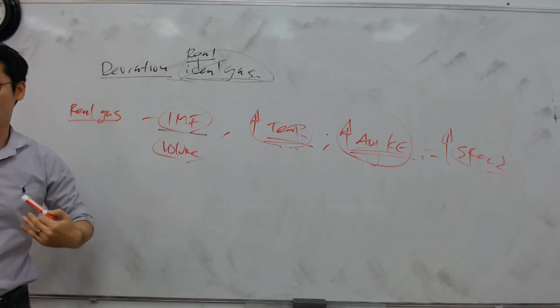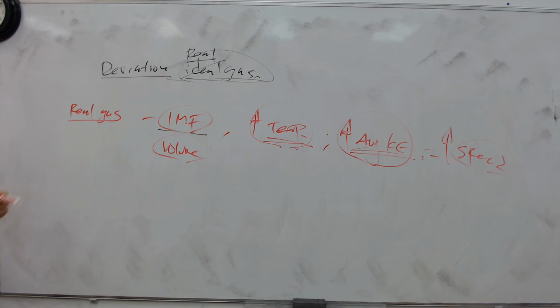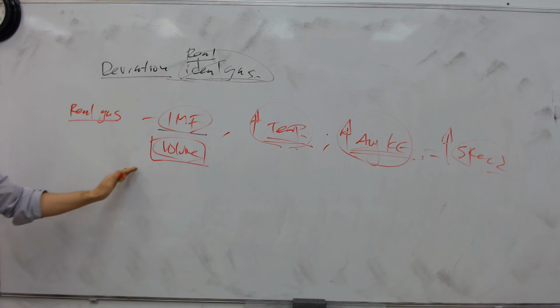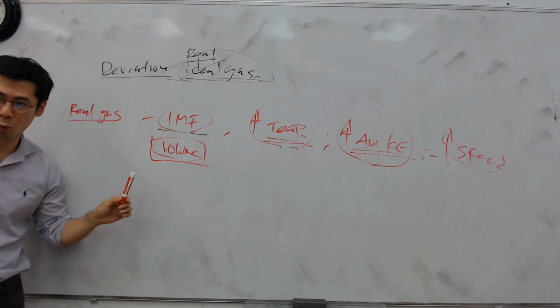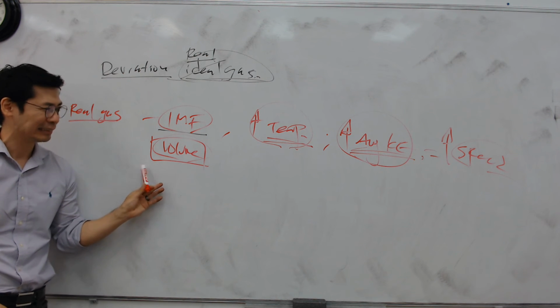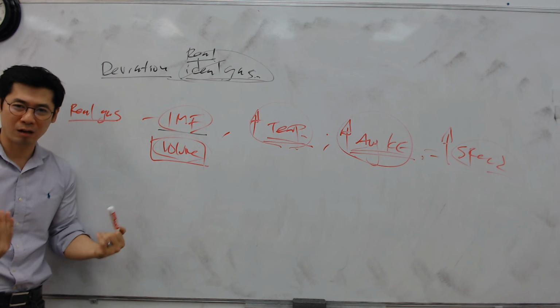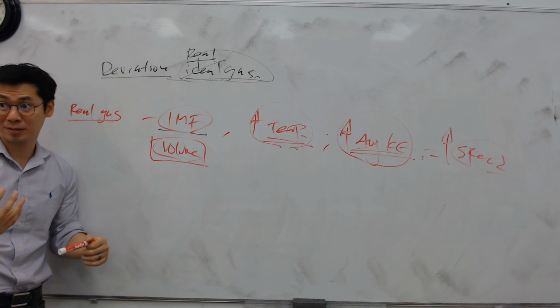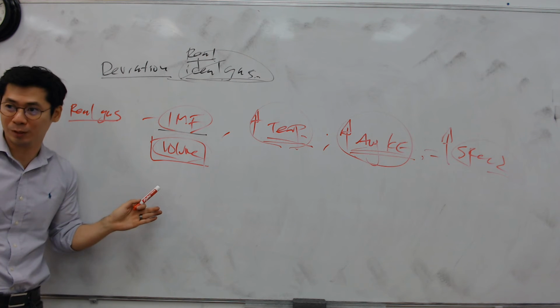IMF will be relatively negligible, which means the real gas will act more ideally. What about the volume? What do you think, guys? This is a tricky one. It's a hard one because real gases have volume. There's nothing you can do to reduce the volume.